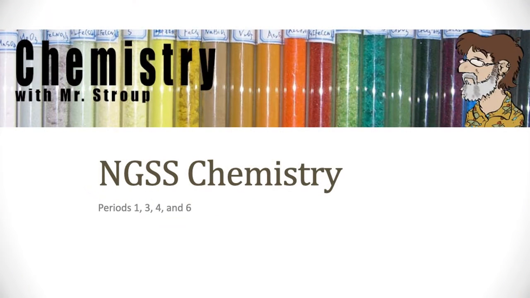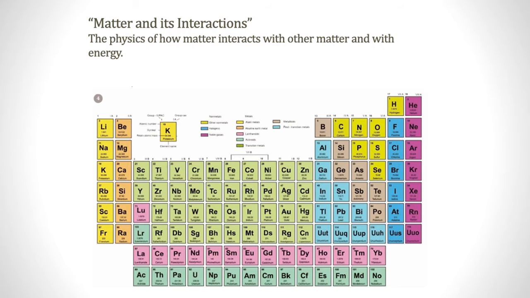NGSS Chemistry, or Sophomore Chemistry, is a year-long course in the science of matter. That's what chemistry is. It's all about matter and how it interacts with other matter and with energy. This course is designed to give students a foundation they can build on, to go on to take more difficult science classes such as AP Chemistry, and also to teach them many of the basic science practices that they will need in future science classes in high school and in college.